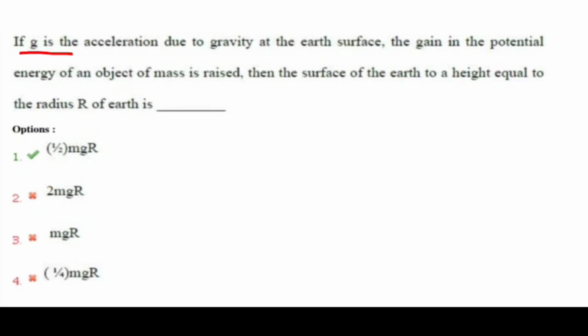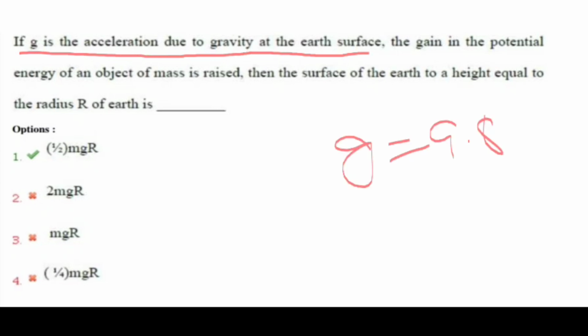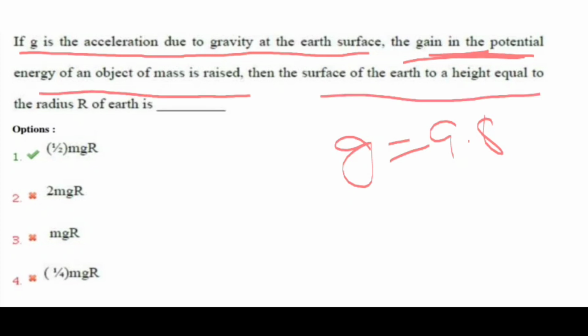Next question. If g is the acceleration due to gravity at the earth's surface, the gain in the potential energy of an object of mass m raised from the surface of the earth to a height equal to the radius R of earth is.